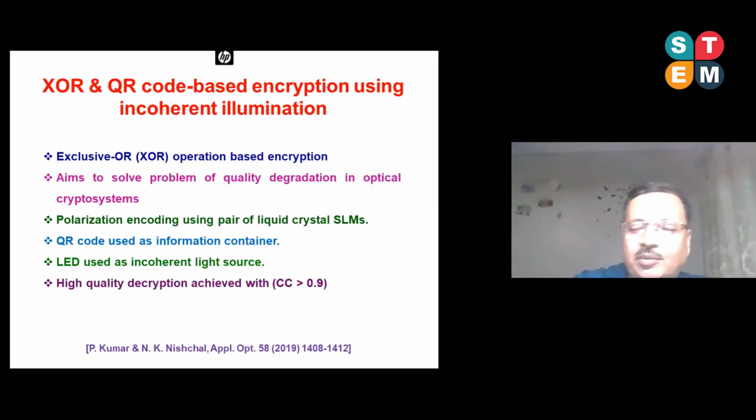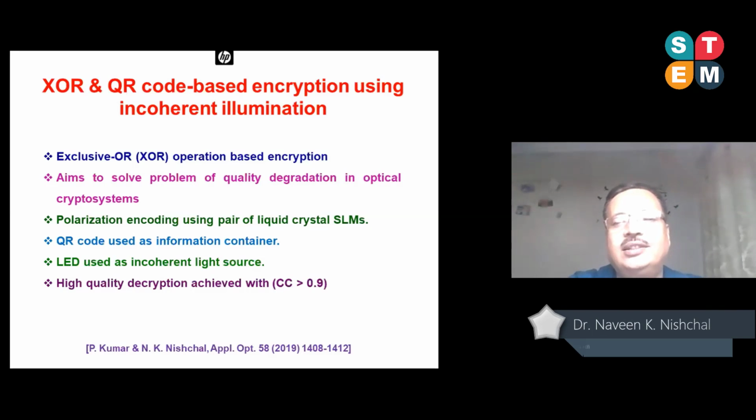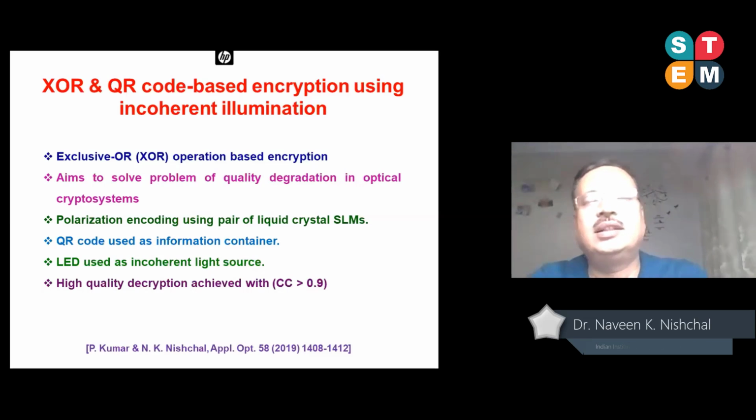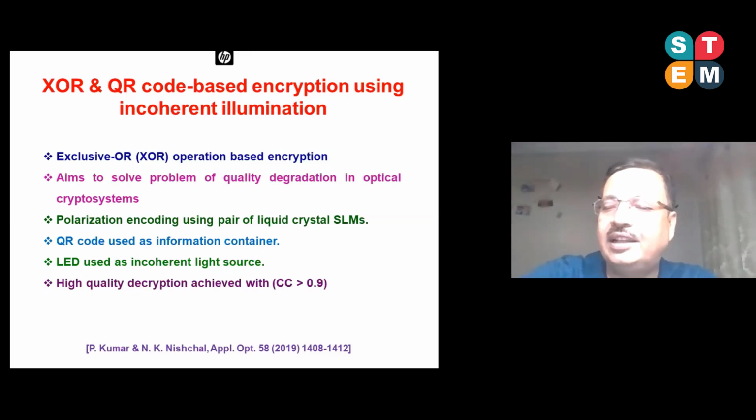So this was one scheme where we utilized quick response code along with this interference-based scheme. The next scheme is when we apply the QR code with incoherent illumination. Incoherent, or partially coherent, illumination means we are using an LED light source, not a laser light source. This is what I'll explain.